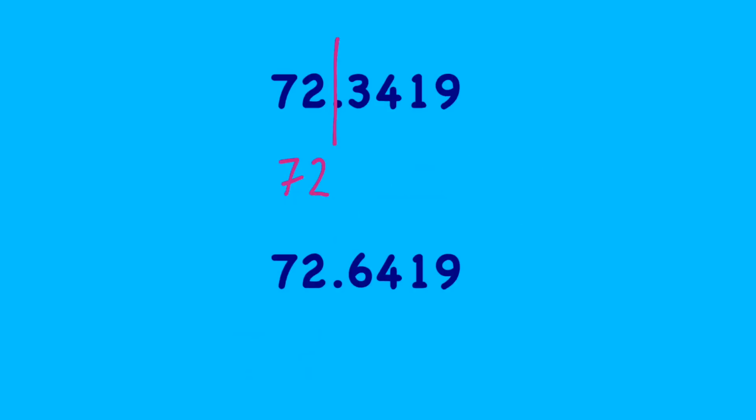However, if the number to the right of the cutoff was greater than 5 or 5, then the 2 would move up to a 3. So the answer would then be 73.